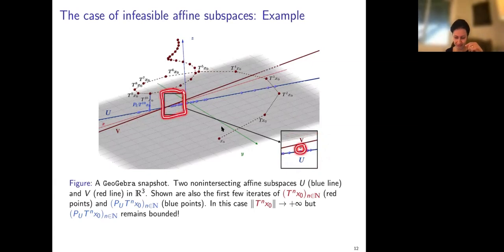I zoomed in here. The lines no longer intersect, and that governing sequence that seemed to do nicely in the intersecting, consistent case is actually terribly behaved. From fixed point theory, because in this case we don't have a fixed point, we can easily grab a result that tells us that it will diverge to infinity in norm. However, something interesting happens, and this goes back to a result in 2003 by Bauschke, Combettes, and Luke. The shadow sequence in this case stays bounded, and even better, which I'm going to comment on later.